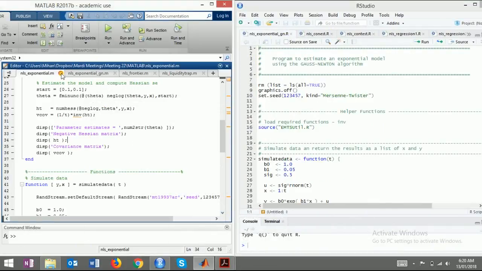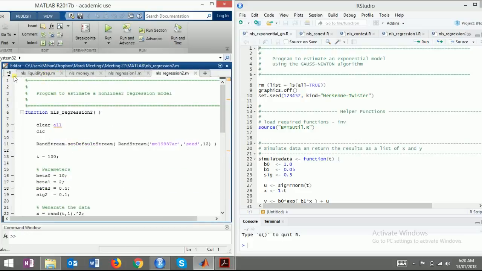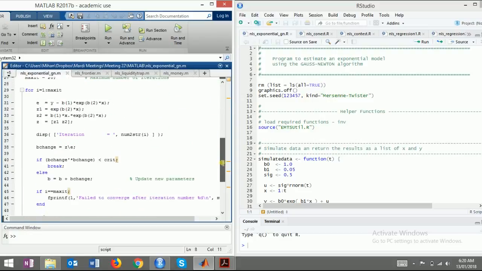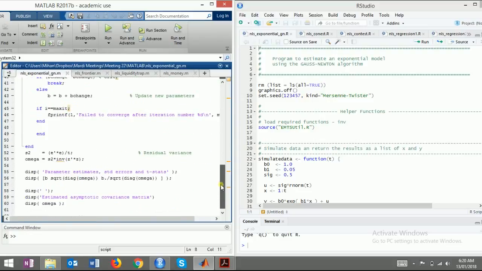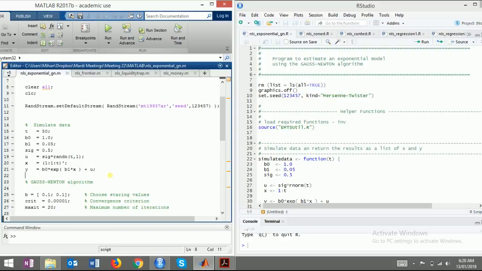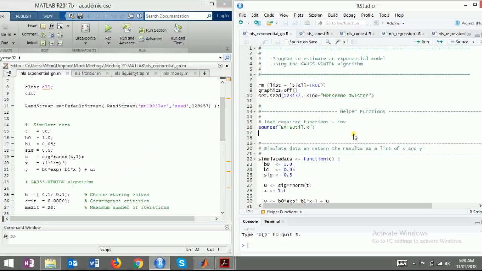Let's just remove this Gauss-Newton. Exponential. Let's see. Obviously we don't have any functions. Okay, fine. First of all, we'll start with simulation. We update y and x as it is.